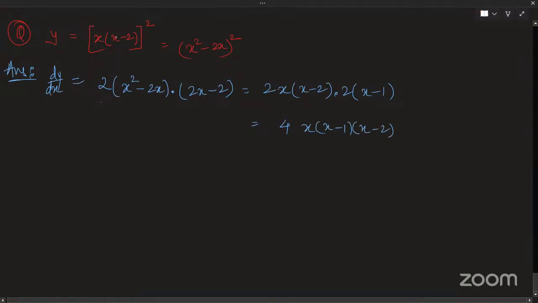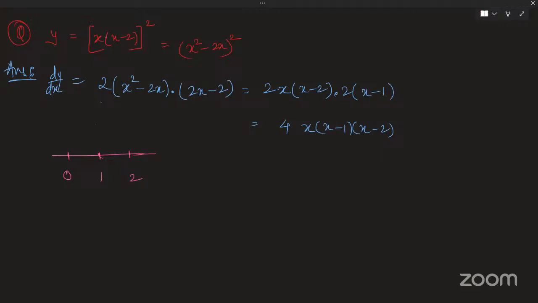So I need to check what are those intervals wherein my dy by dx is positive and negative. So again, I should go and apply the wavy curve method. Can you tell me what will be my initial points? 0, 1, 2. To the right side of 2, is it positive or negative? Positive. Great. Between 1 and 2, negative. What about 0 and 1? Positive. What about minus infinity to 0?